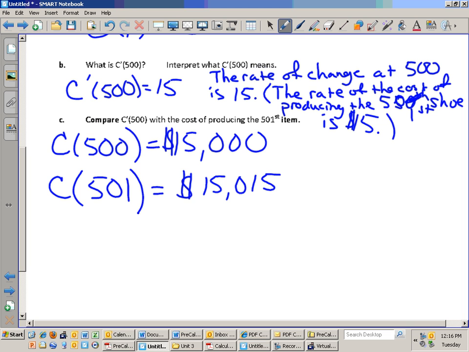Yes. No, exactly. If we checked between the 100 and 101, we wouldn't see 15. We would see a bigger number than 15 because it is not as cost effective to produce just 100 as compared to 500. Does that make sense?